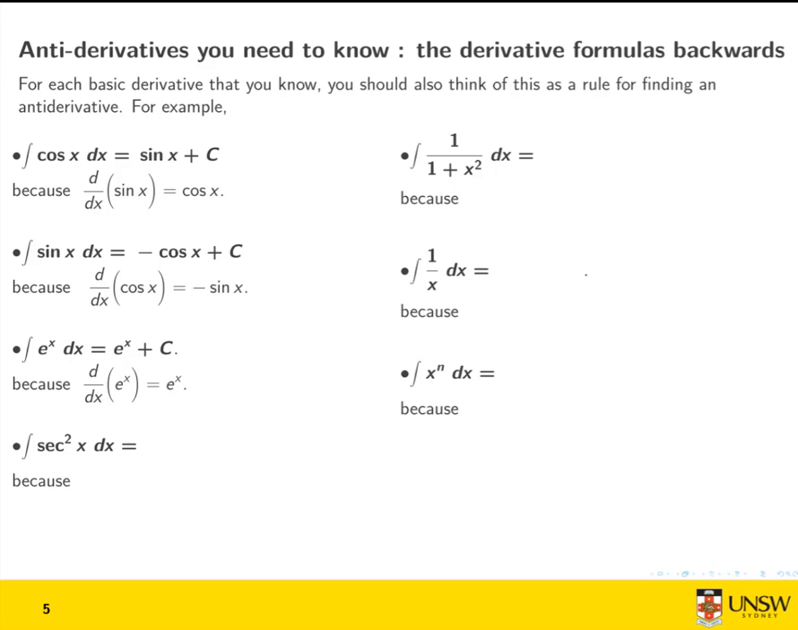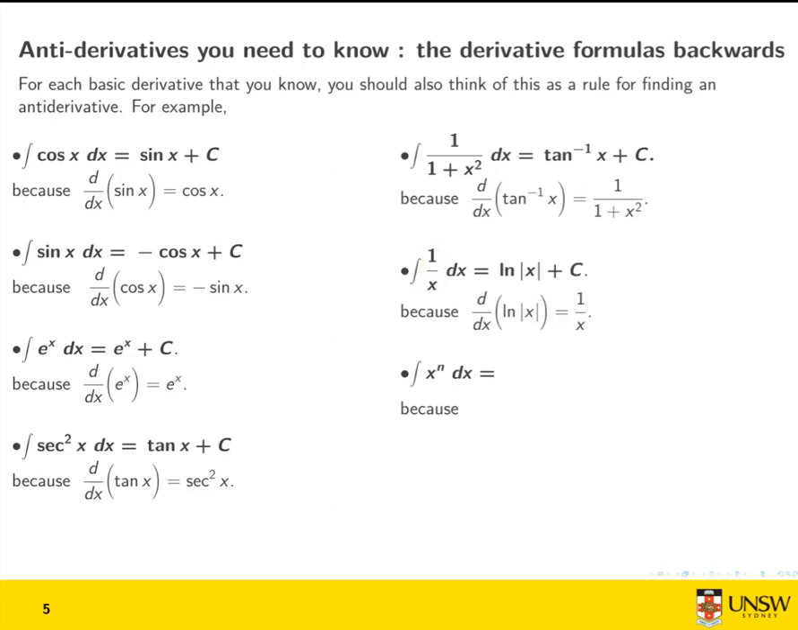Secant squared, that should ring a bell. That's the derivative of tangent. 1 on 1 plus x squared is the derivative of inverse tan. Yes. And 1 on x is the derivative of the logarithm of the absolute value of x. If you want all the antiderivatives, you add the plus c.